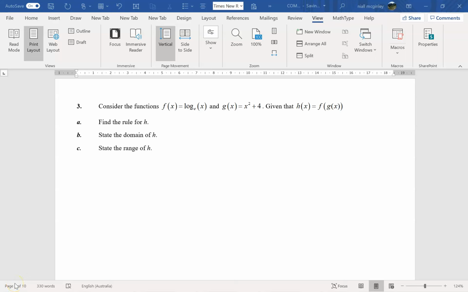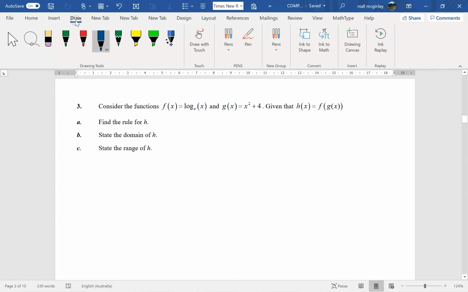First function here given, f of x is natural log x, g of x, another parabola, x squared plus 4. So first question is to actually work out the function, so we can do that. We've got f of g of x this time, so f of x is log e of x. So now we're going to do f of g of x, so it's f of x squared plus 4. It's going to be your natural log of x squared plus 4, replacing the x with this. Therefore, h of x is natural log of x squared plus 4.